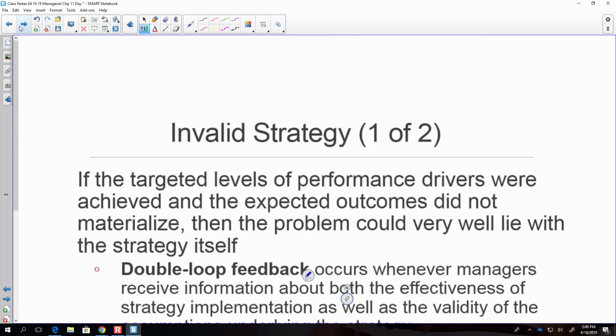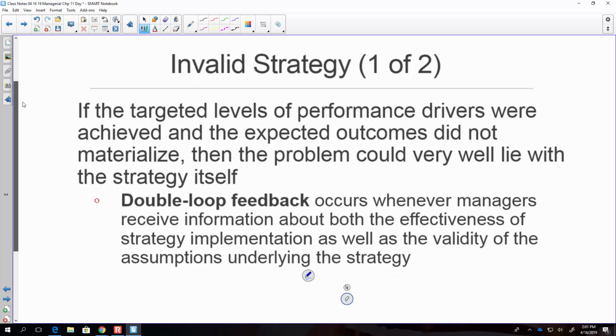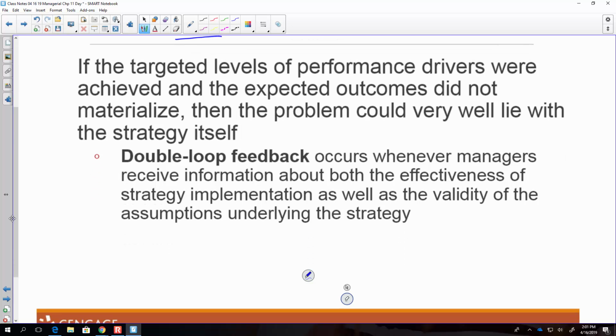So sometimes our strategy and our way to perform that strategy isn't correct. The assumptions here are incorrect. So know what a double loop feedback is? This is on page 615. Not only of the effectiveness of implementing the strategy, how did we do that, but also what's it testing? The validity of the assumption.